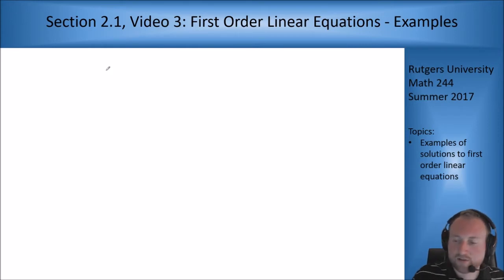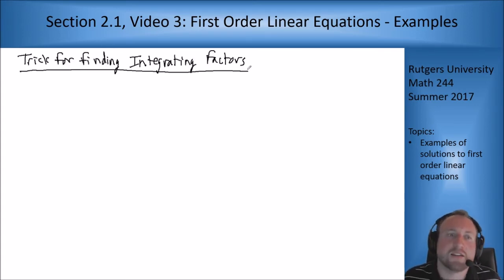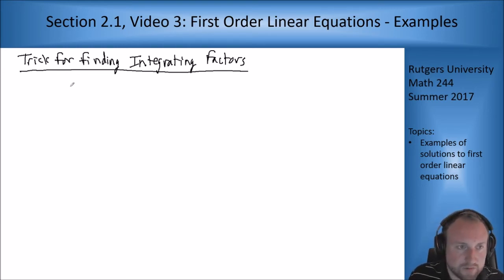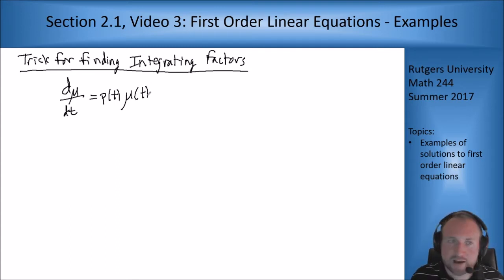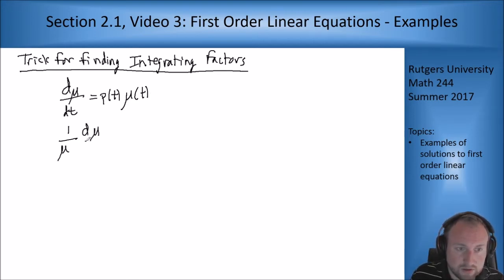So first of all, a little trick for doing these equations. Basically a trick for finding integrating factors. As we saw in the last video, the equation for finding an integrating factor is of this form: d mu dt equals p of t mu of t. Now, how do we solve this? Since it's a separable equation, we can just solve it directly. I get 1 over mu d mu dt equals p of t.